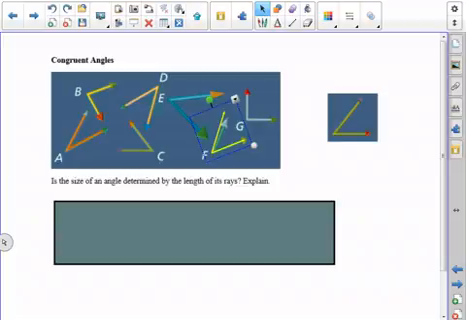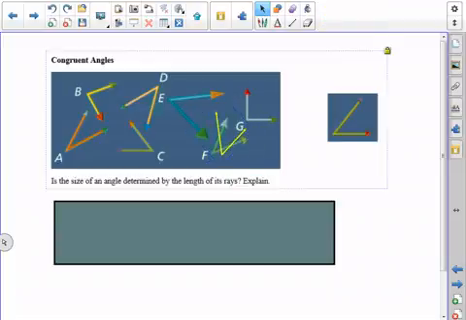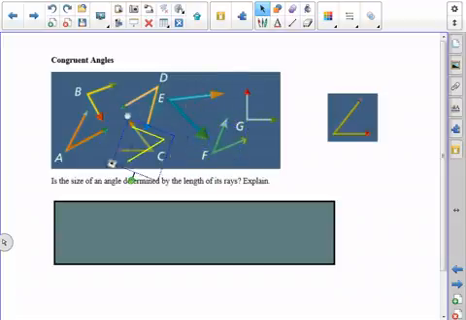So let's try and find one here. Let's turn this guy around and see what happens in those. That one looks pretty good. So here it looks like this angle matches, okay? But the question is, the angle matches, but it doesn't look like the rays really do.